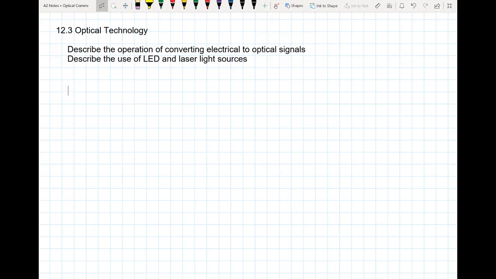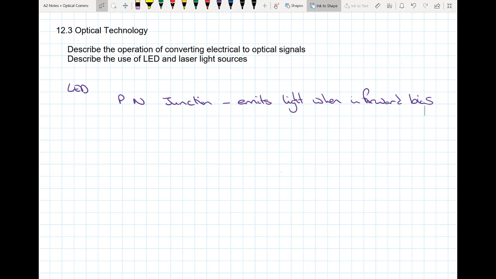In this last subtopic, we're going to look at the method of converting electrical signals to optical signals. So we're going to look at an LED and a laser diode, a couple of calculations, and then we're going to look very briefly at the encoders and decoders involved. So the first thing we're going to look at is our LED.